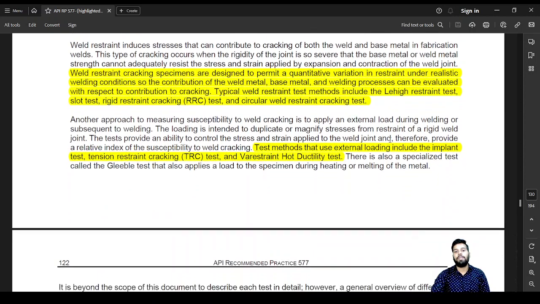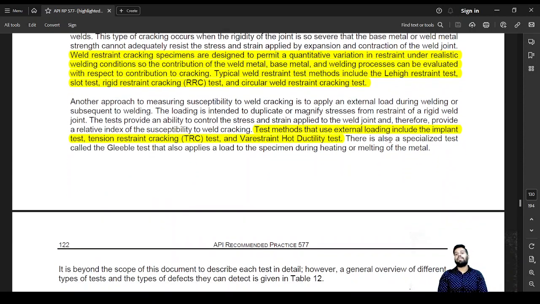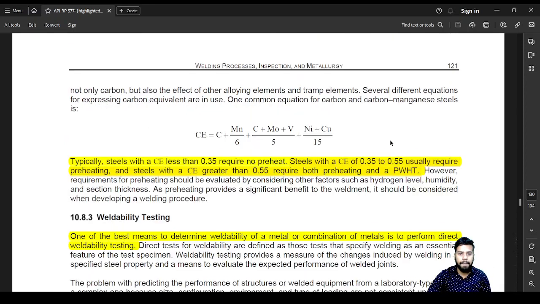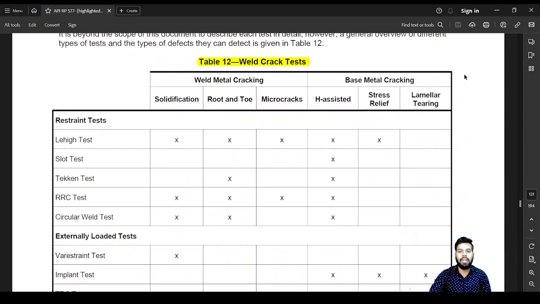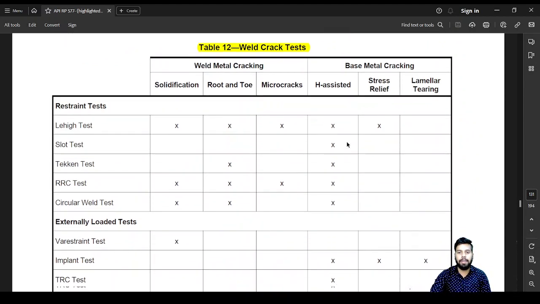Weld restraint cracking specimens are designed to permit quantitative variation in restraint under realistic welding conditions, so the contribution of the weld metal, base metal and the welding process can be evaluated with respect to cracking. The typical weld restraint test methods include the lay restraint test, rigid restraint test and circular weld restraint test. These are various kinds of restraint tests that can be done. So these are different types of tests that can be done for weld cracking.